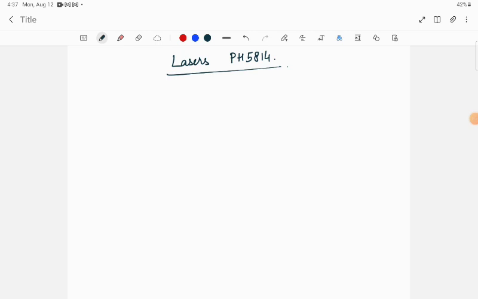This is the first lecture for the Lasers and its Application course PH5814. To begin with, basically we all are familiar with lasers and we know that there are certain cases where we need to use a laser rather than any other light sources. So that brings us to the very specific properties of a laser beam.